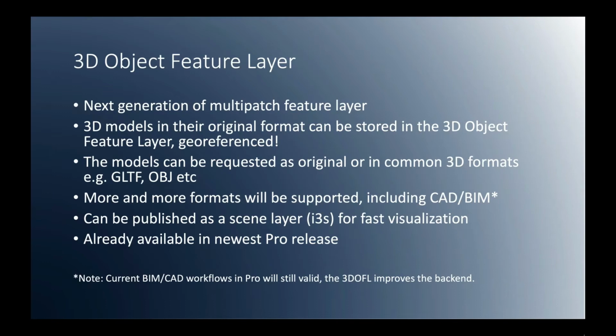So how is all of this possible? This is essentially done with the 3D object feature layer, which is the next generation of multi-patch feature layer. Now, the original source data can be stored in the 3D object feature layer and georeferenced. The model can be requested as original or in a common 3D format. And like the multi-patch feature layer, you can publish the 3D object feature layer as a scene layer. And this means that you have fast visualization performance.